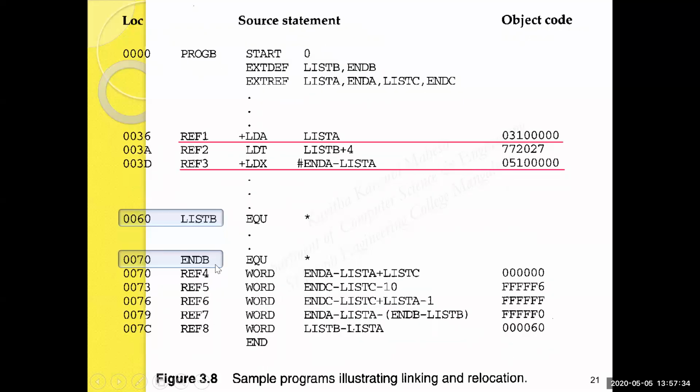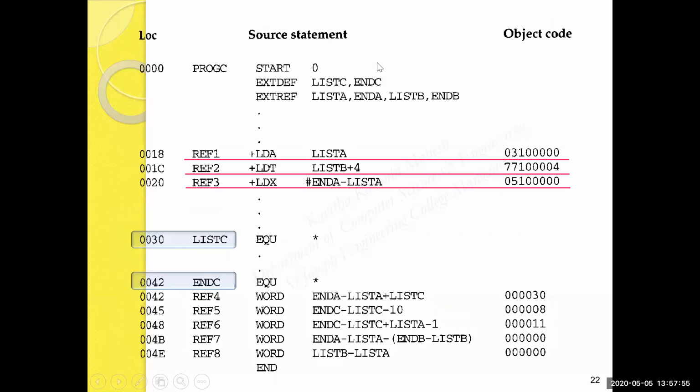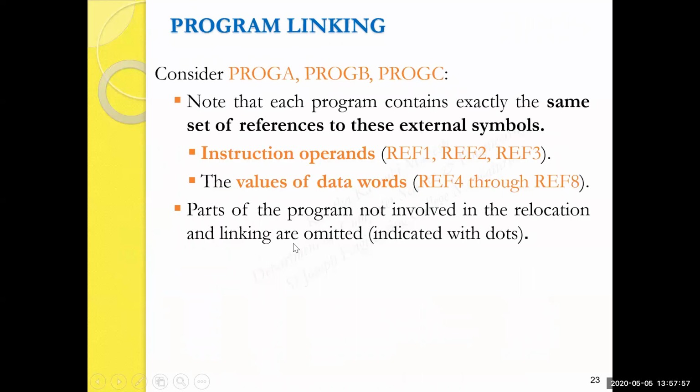Likewise, list B and NB are defined in program B and are identified as external symbols using the directive xdef, meaning that the symbols are available for linking, and these symbols can be used in other control sections. Same applies to list C and NC.